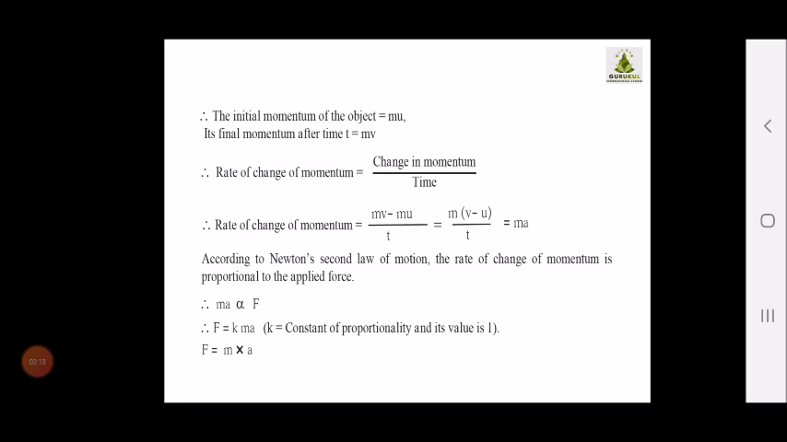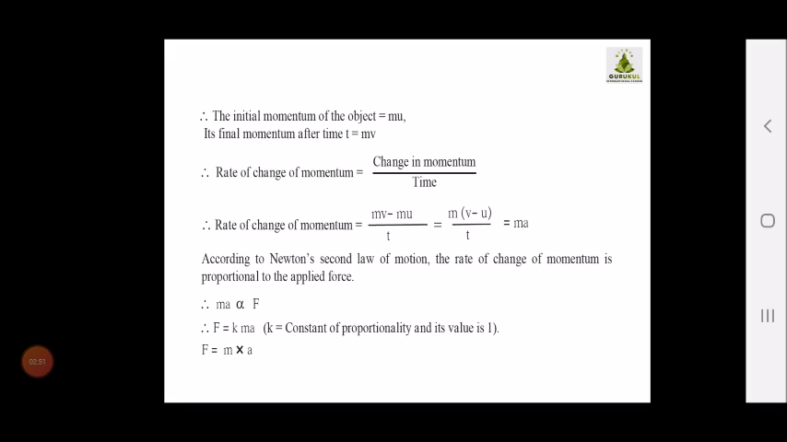Now m is a common factor, so we take m outside the bracket, and we get m times (v minus u) upon t. Children, if you remember the previous videos, we said that v minus u upon t indicates the acceleration. Acceleration means final velocity minus initial velocity upon time. So here we get the value of a. So now what I have got is that the rate of change of momentum is equal to ma.